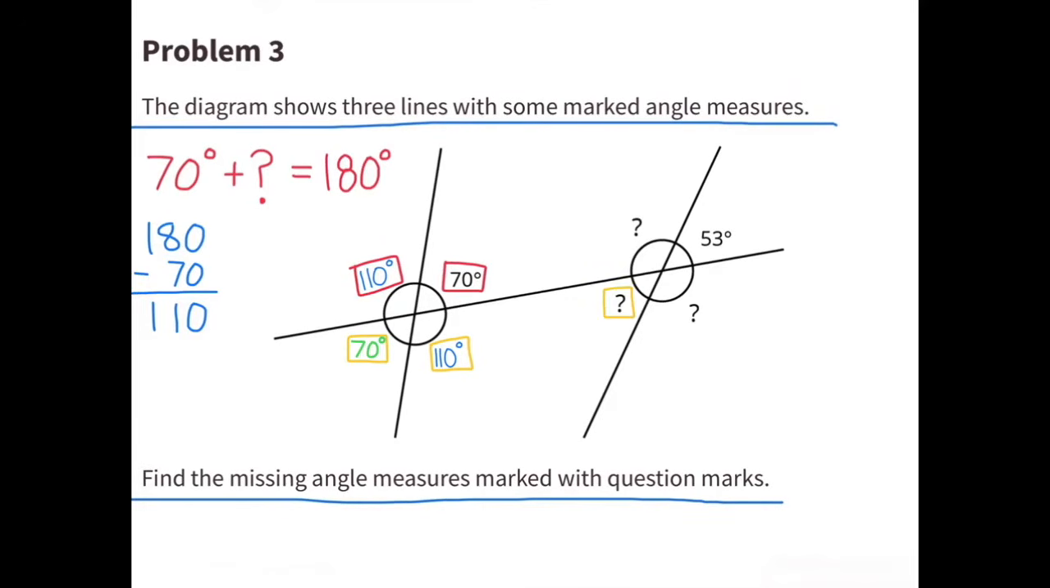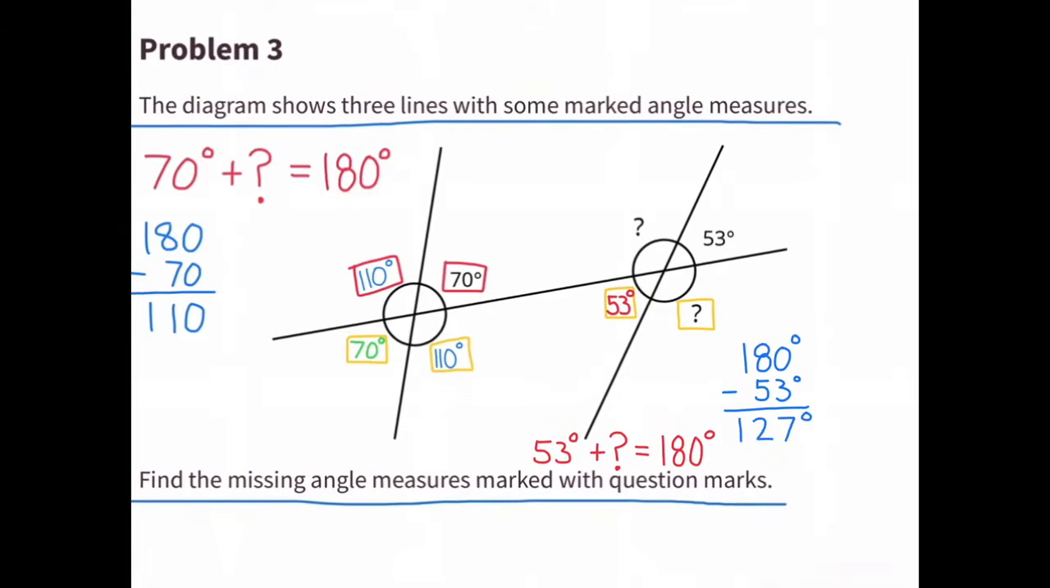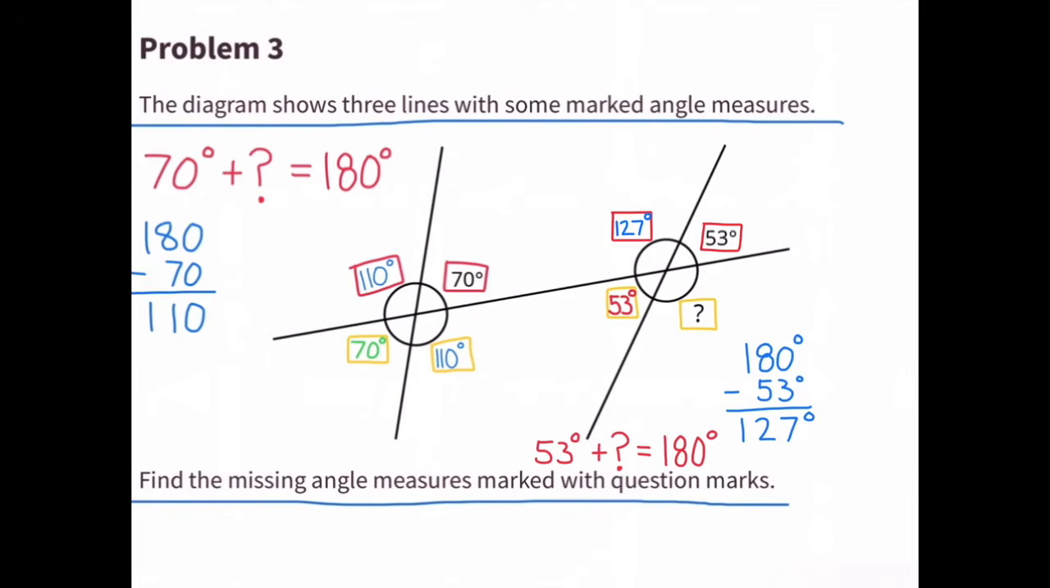Now on the other side, this question mark represents the alternate interior angle for the angle marked 53 degrees. We can switch this question mark now to 53 degrees. Now these last 2 question marks represent alternate interior angles of each other. In order to find the measurement for those, we need to ask ourselves, what number plus 53 equals 180? That's the same as 180 degrees minus 53 degrees equals 127 degrees. So both of these question marks represent angles with a measure of 127 degrees.